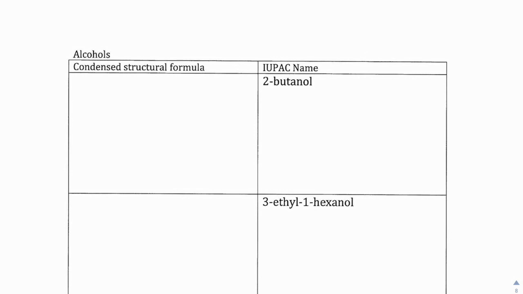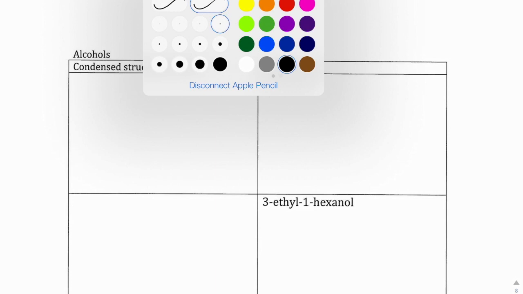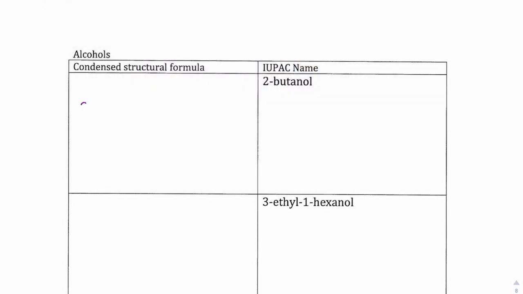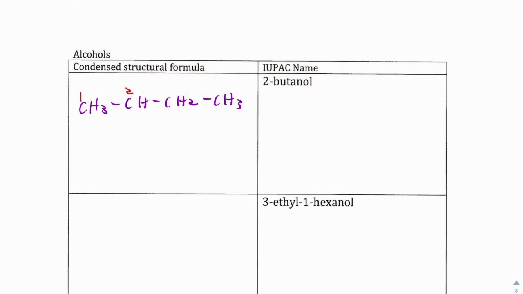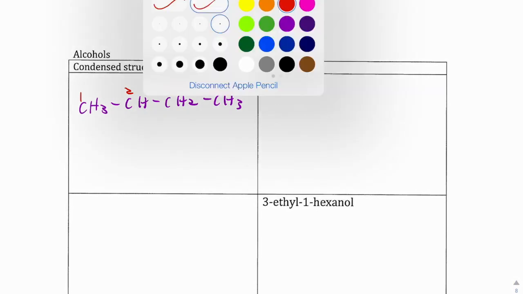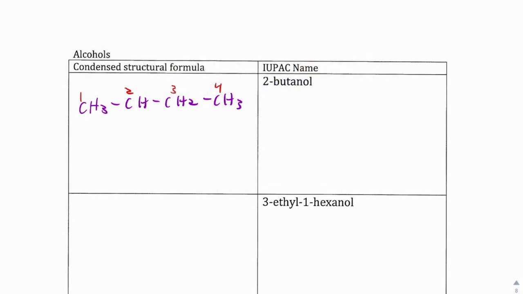So first, my longest chain is, I'll use purple to depict this. CH3, CH, CH2, CH3. Second carbon, which is going to be 4. There is going to be an alcohol group attached to it.